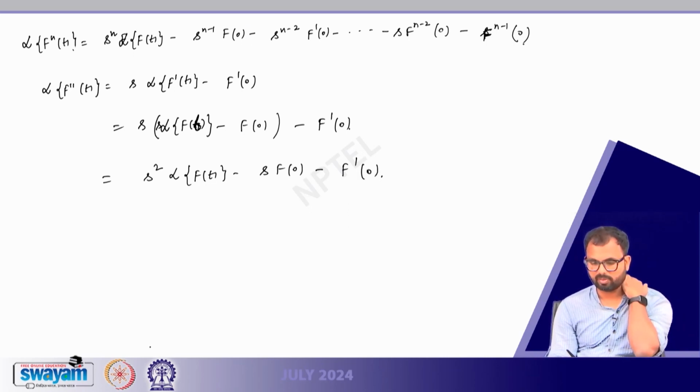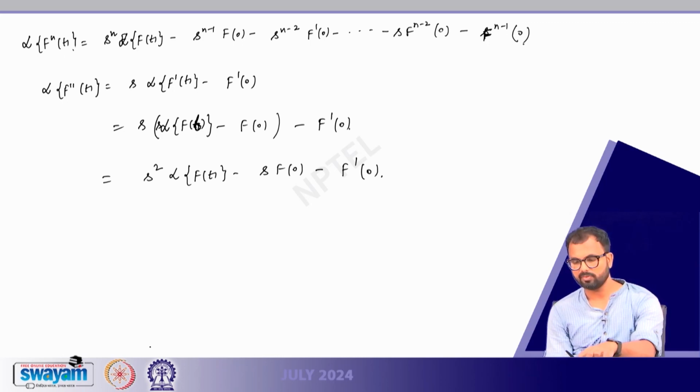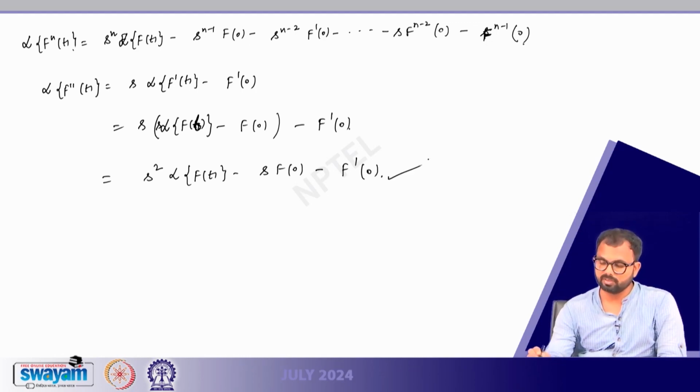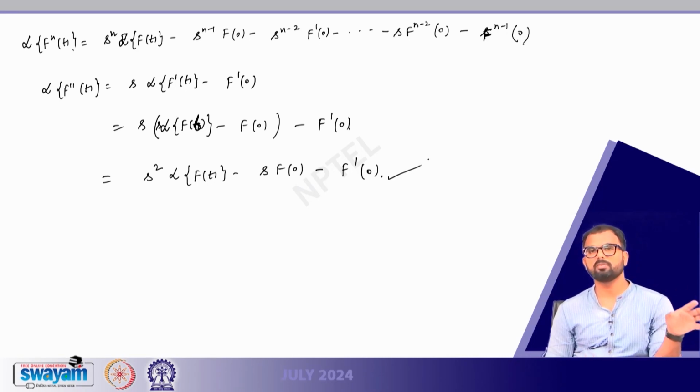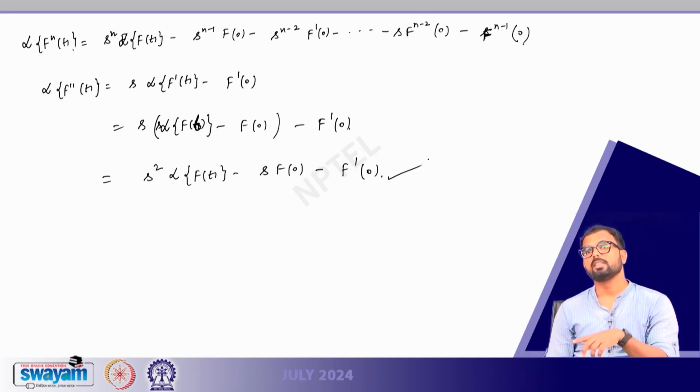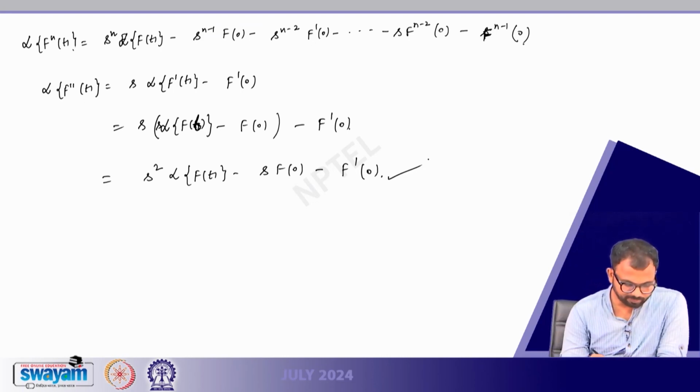You can put n equals 2 and verify this, that it becomes s f(0) minus f'(0). Like this, if you continue the induction, you will be able to obtain the Laplace transform of the nth order derivative. This is very straightforward. I am not doing the proof of the previous one because it can be proven very easily by integration by parts. You take the integral from 0 to infinity of e to the power minus st times f'(t), then use integration by parts and you will obtain the required result. It is also very straightforward, so we can skip it.